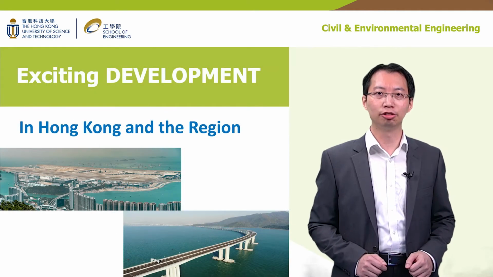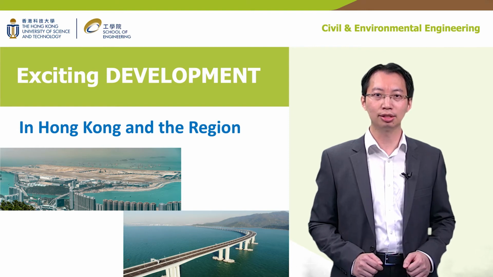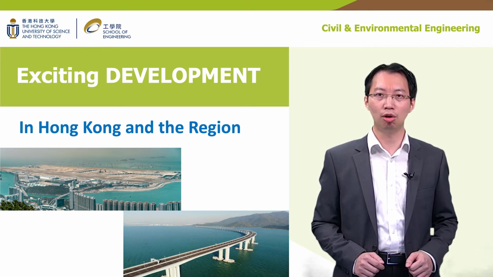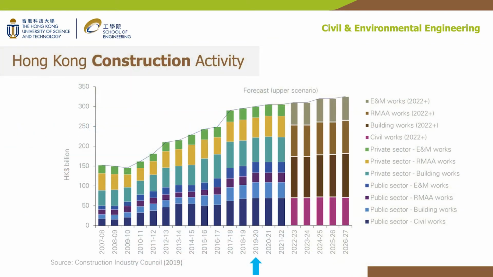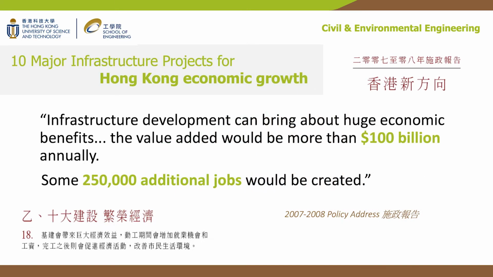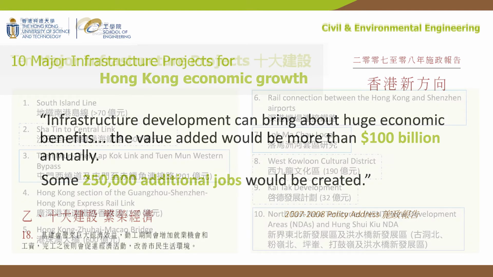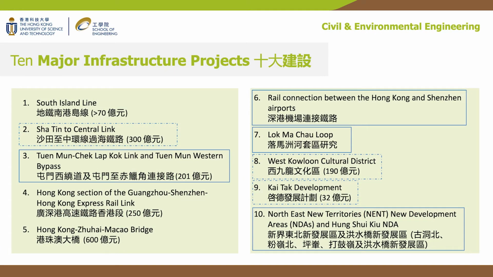After looking at the background of civil and environmental engineering, let's look at some exciting civil engineering developments in Hong Kong and neighboring regions. It is the forecast of the construction works in Hong Kong conducted by the Construction Industry Council in 2019. We can see that the number of construction works has been increasing and the trend will continue in future years. Looking backwards, in the 2007-2008 policy address, 10 major infrastructure projects were launched, creating many opportunities in the civil and construction engineering industry. It is the list of 10 major infrastructure projects in Hong Kong.